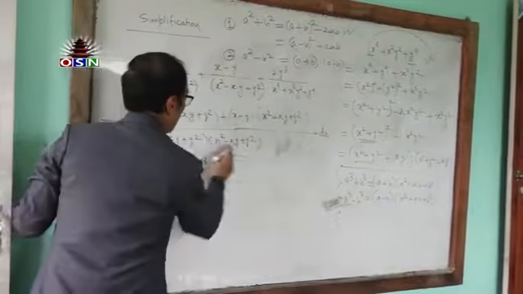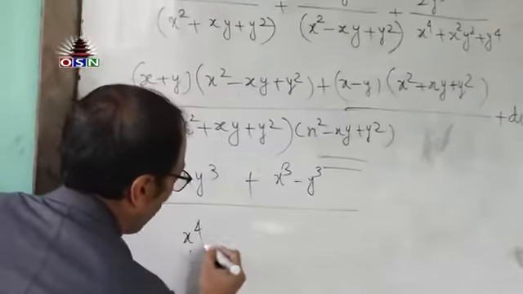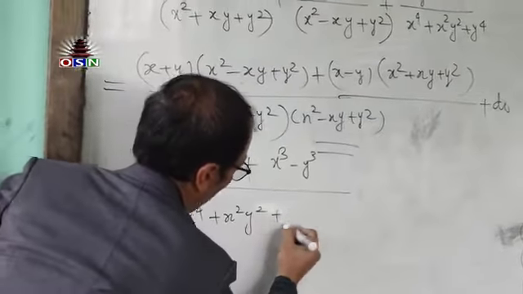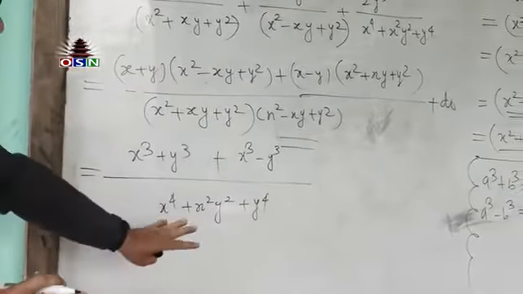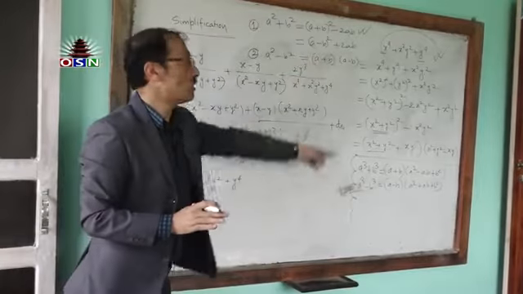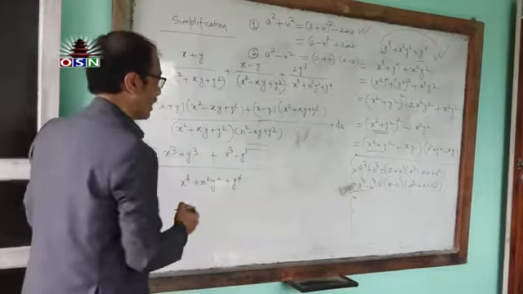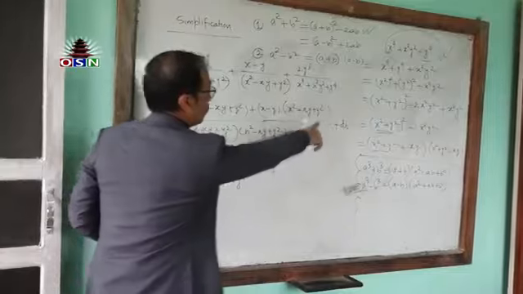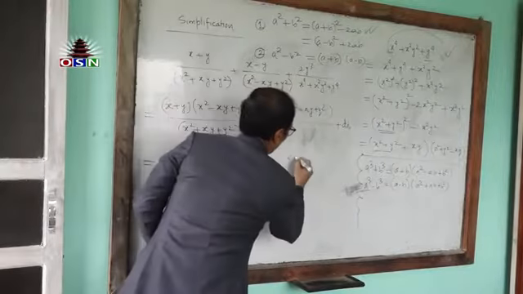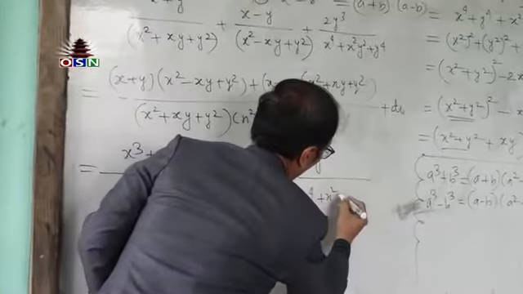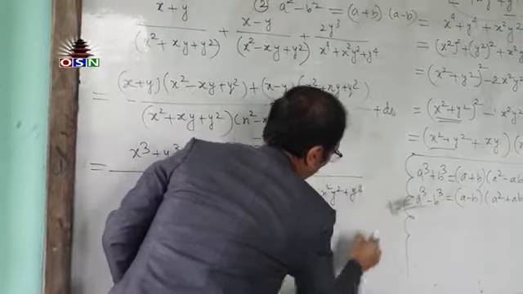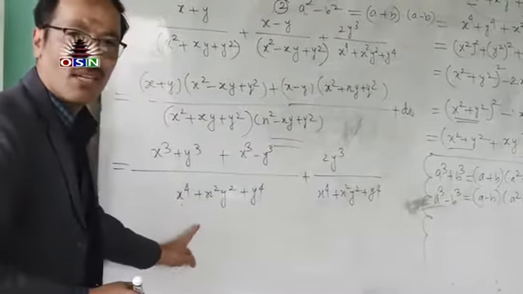So the product of these two you will get here: x to the power 4 plus x square y square plus y to the power 4. Do you have any question now? Why I have done this factorization before starting the problem? I just want to remind you of the process we have done in factorization. Well, plus 2y cube over x to the power 4 plus x square y square plus y to the power 4. This is a very important step.